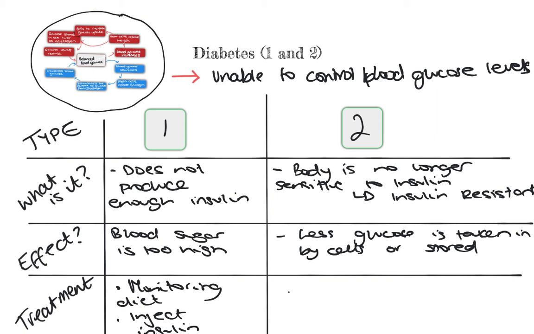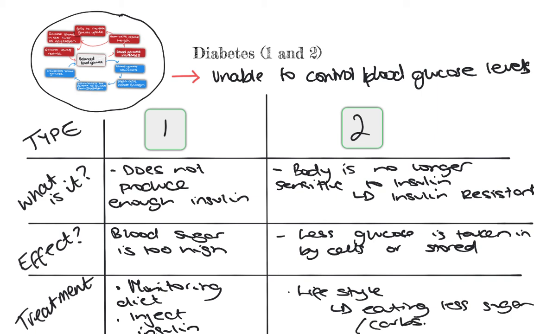Now, treatment of type 2 diabetes primarily is about lifestyle choices. It's about eating less sugar, but also eating less carbohydrates. And carbohydrates are important to consider as well because carbohydrates will be broken down into sugars in the body by enzymes. We can medicate with insulin, but this will only happen if the lifestyle choices that should be made are not having the effect that they should do.